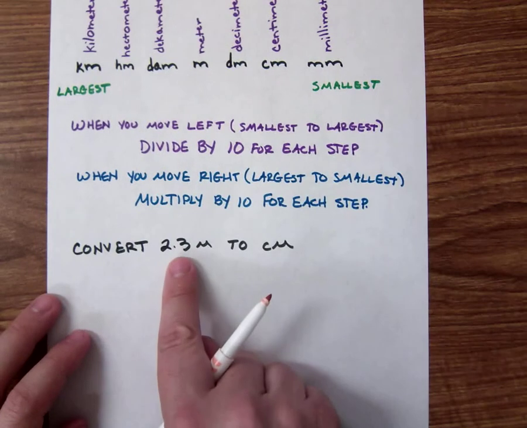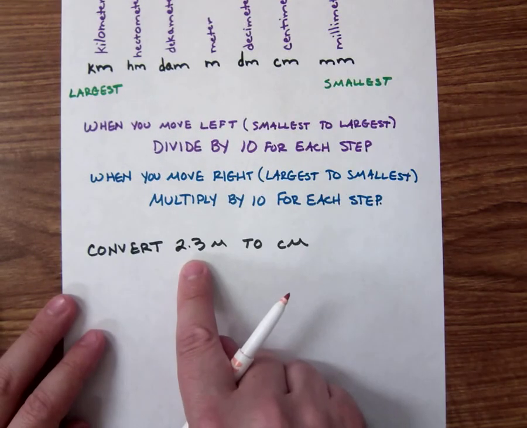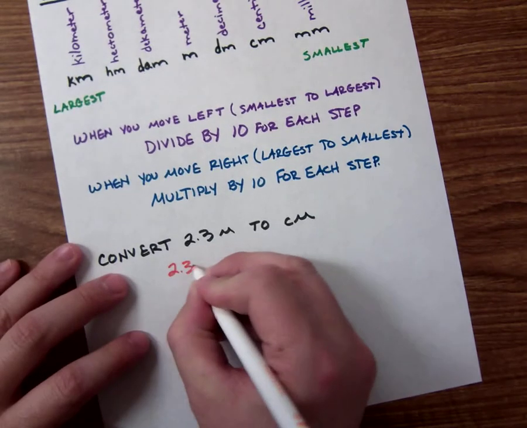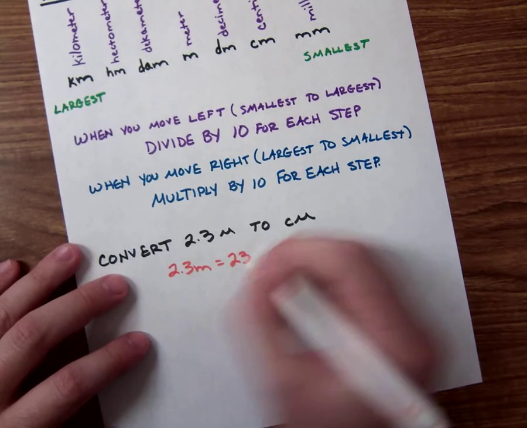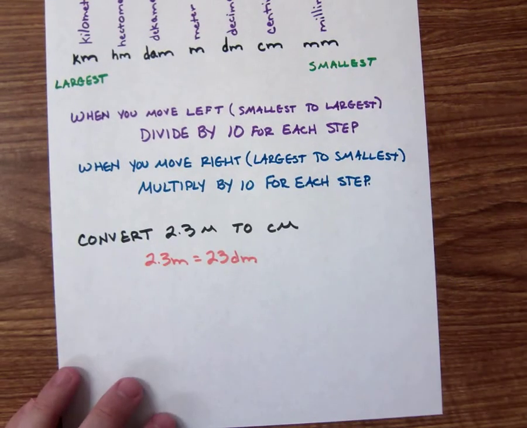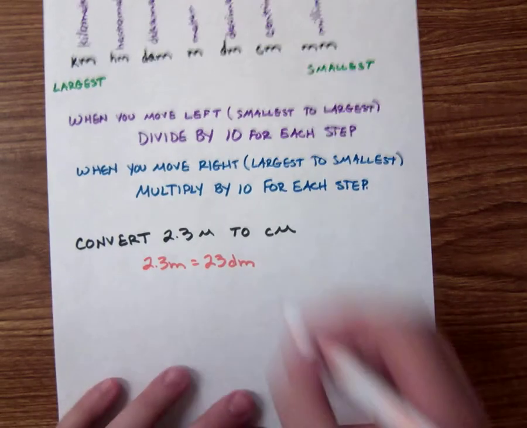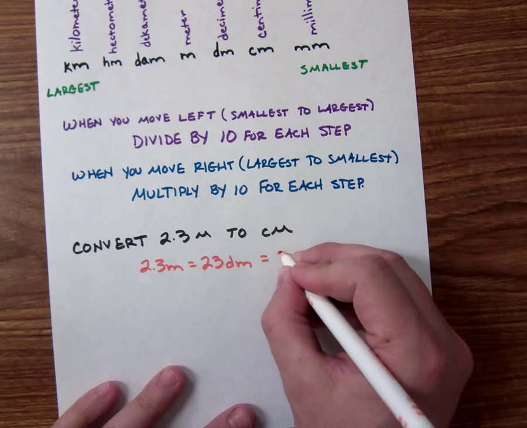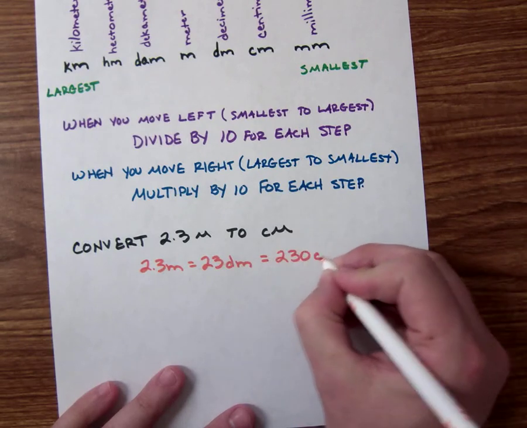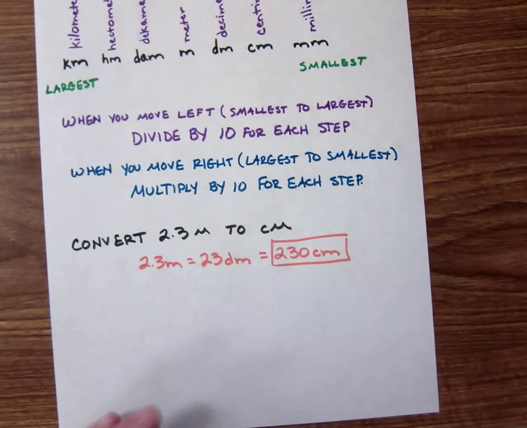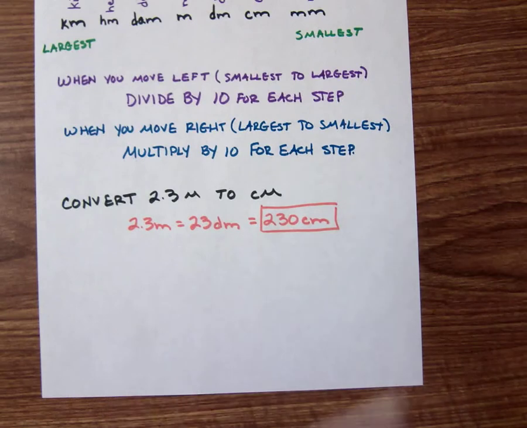Okay, here we go. What's 2.3 multiplied by 10? 23. So 2.3 meters equals 23 decimeters. Multiply by 10, I go from meters to decimeters. But I didn't want decimeters, I wanted centimeters. So we multiply by 10 again. 23 times 10? 230 centimeters. No goofy fractions, no memorizing measurements. You're just moving the decimal back and forth.